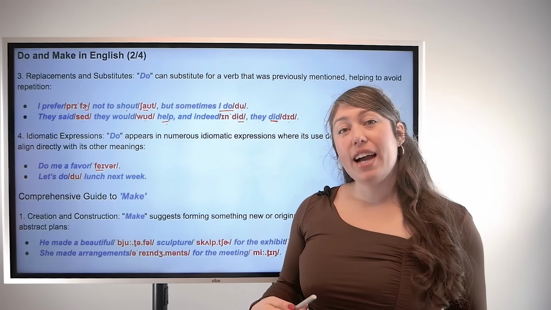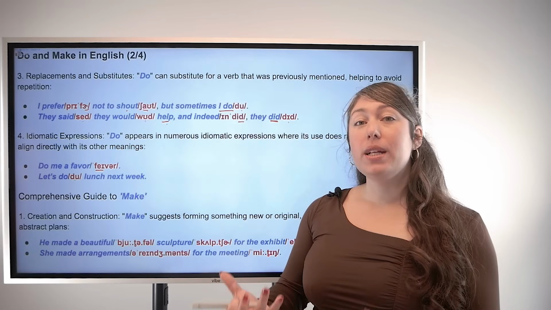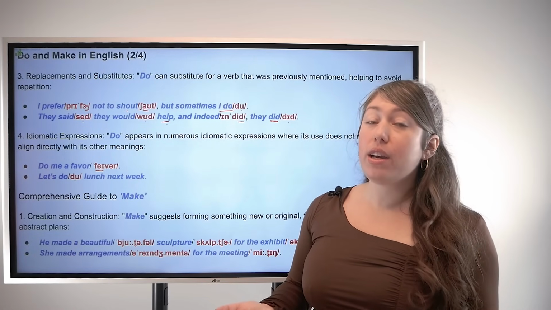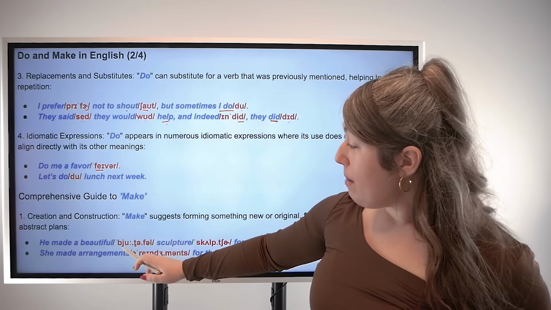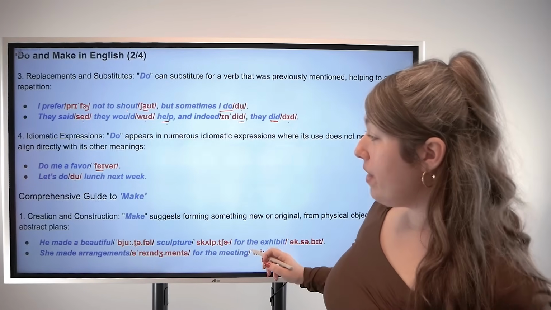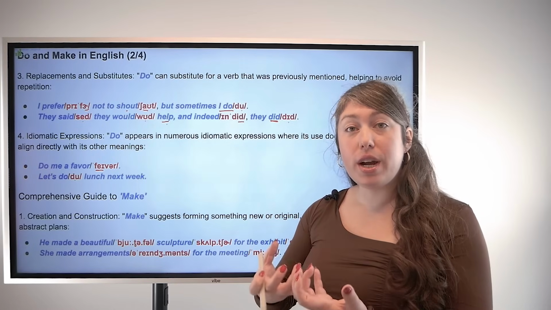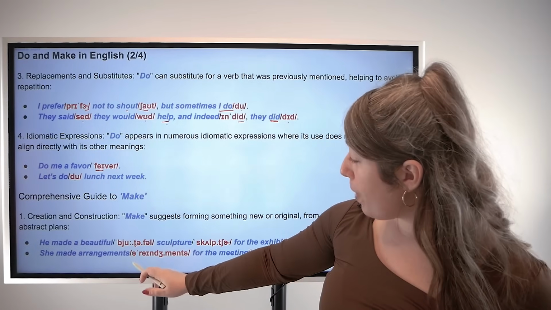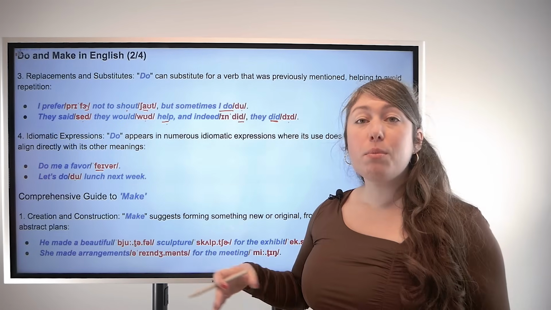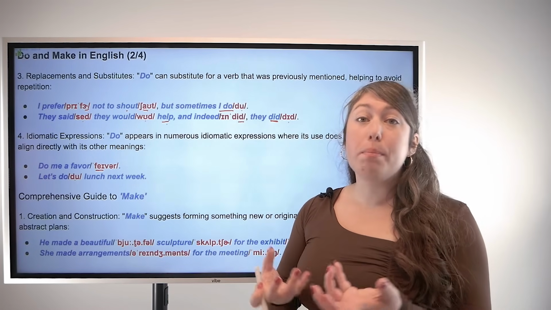Once again, this action verb is used to describe constructing or building physical things, or it could refer to plans. For example, he made a beautiful sculpture for the exhibit. This is referring to making, creating, constructing a physical thing. Or she made arrangements for the meeting. This is more in the abstract sense, where make is used to show that you are producing plans of some kind.